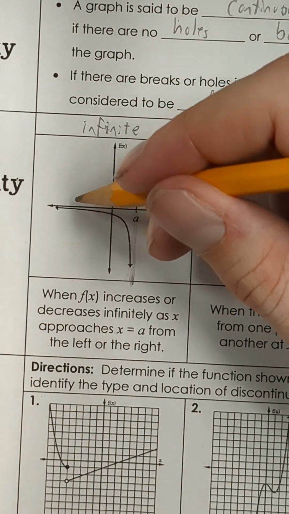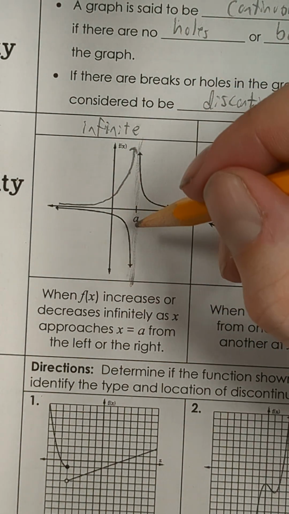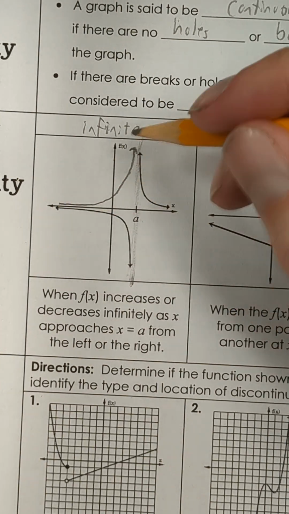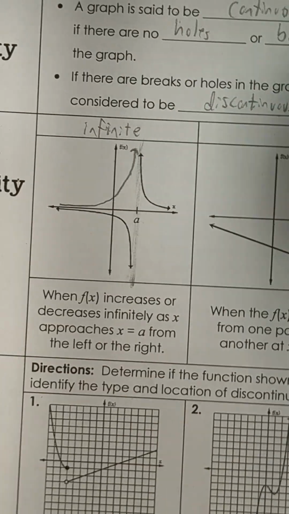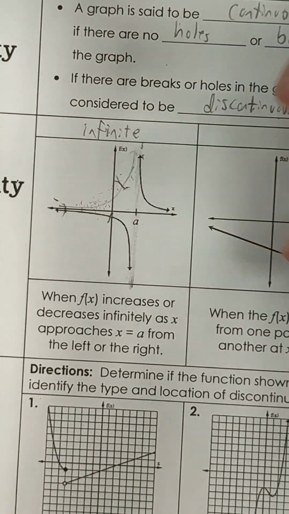So maybe instead of this bottom branch, we have something like this, where it goes up infinitely towards a on both sides, both going infinitely upwards. That would also be an infinite discontinuity. Could also be infinite if it was both going downwards.